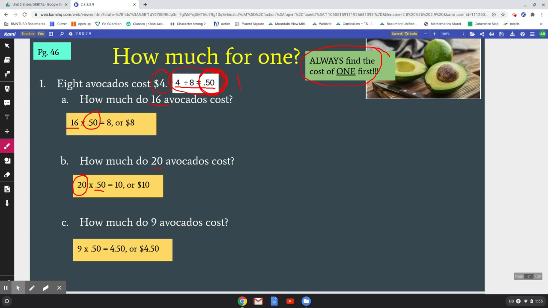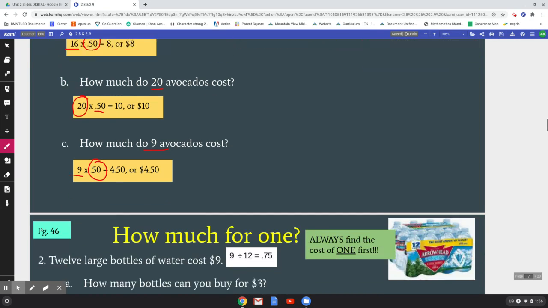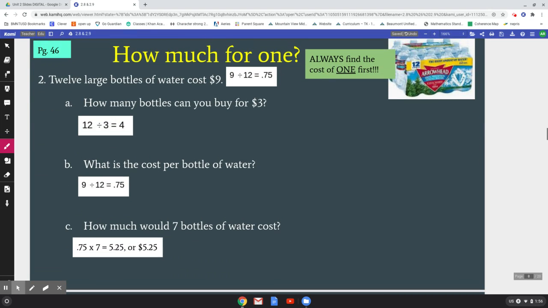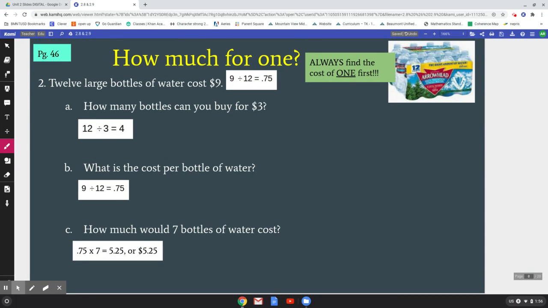And then how much do 9 avocados cost? You're going to take that 9 and you're going to multiply it by the cost of 1, which is 50 cents. So you'll get $4.50. So we're going to keep going. We'll do this again. We're on number 2. And remember, I said to always find the cost of one first.